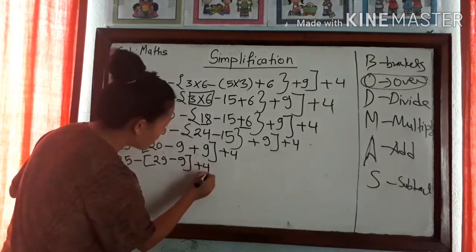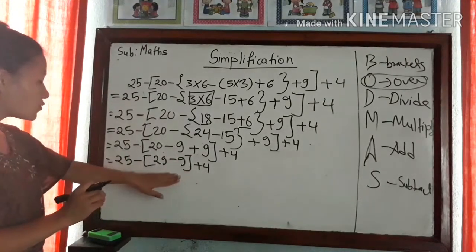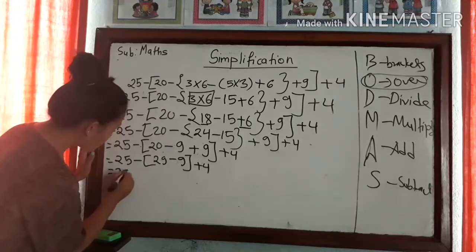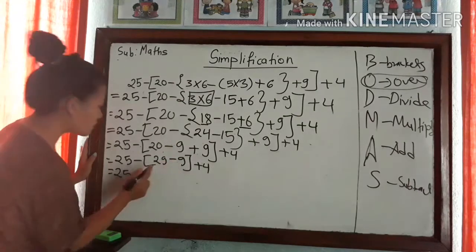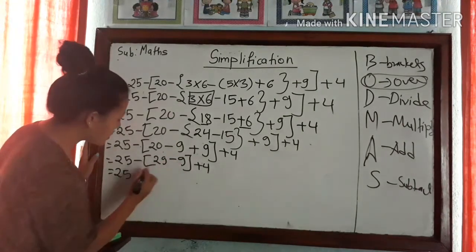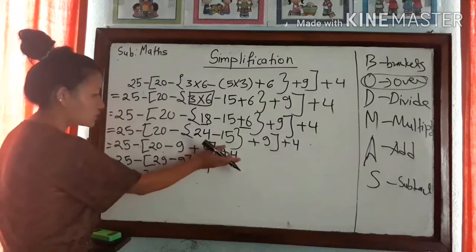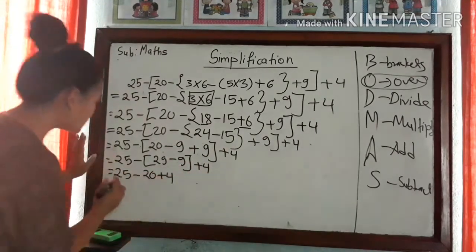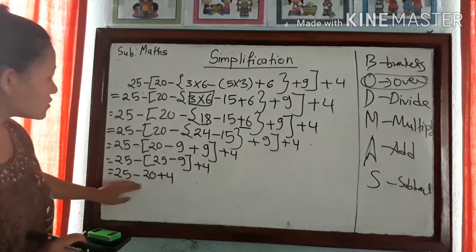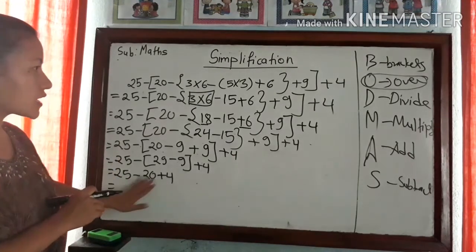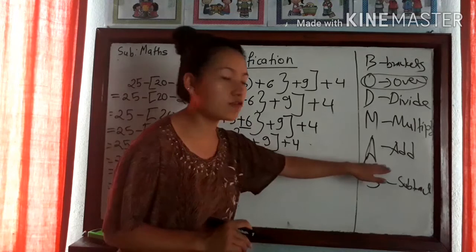We haven't solved all the problems inside the big bracket, so here we have to put the big bracket. 35 minus... okay, this is the last problem inside the big bracket. So let's solve here: 29 minus 9 is 20. Then plus 4, I just copy what is left after the bracket as it is. So here we have problems regarding addition and subtraction, but there are no problems regarding divide and multiply. So we just skip D and M. We are here in A for addition.